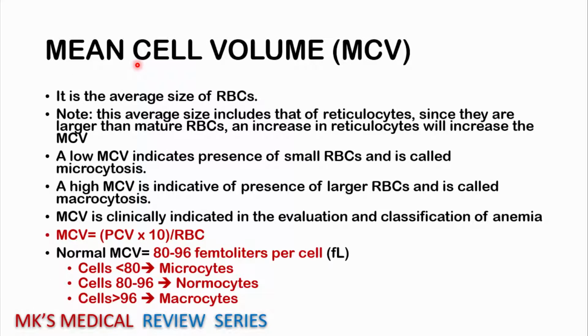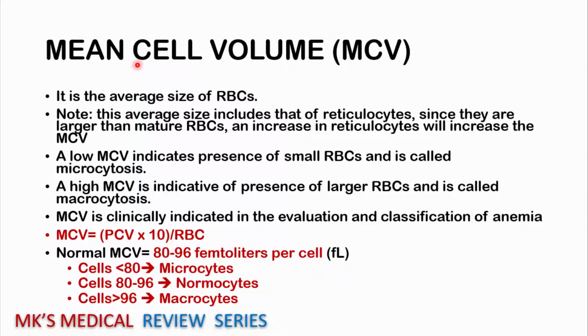Moving on to the next red blood cell index, which is mean cell volume. This is just simply the average size of the red blood cells. So remember that the average size is also going to include the reticulocytes. Reticulocytes are these immature red blood cells that are released from the bone marrow. About 1 or 2 days after they are released, they're going to mature into red blood cells. Remember that these reticulocytes are much larger than the red blood cells. So if there is an increase in production of these reticulocytes, what we're going to be noticing is that sometimes there may be an increase in the MCV.